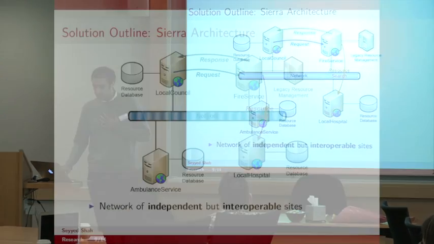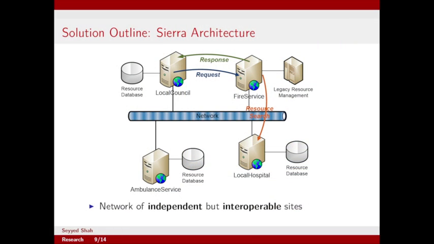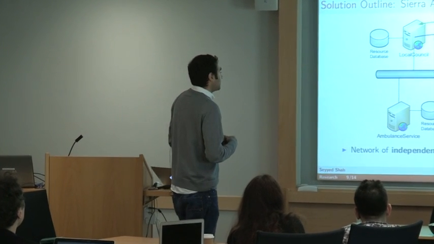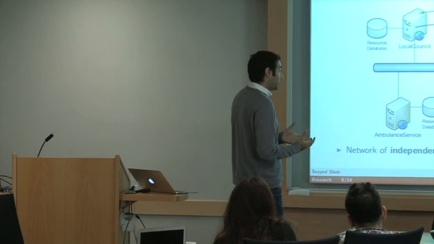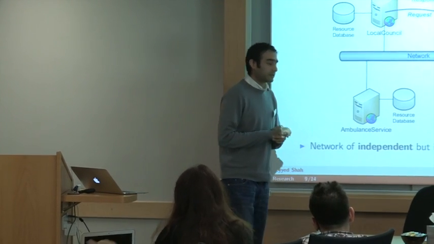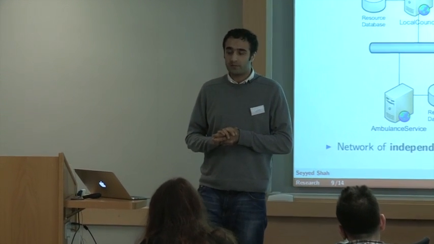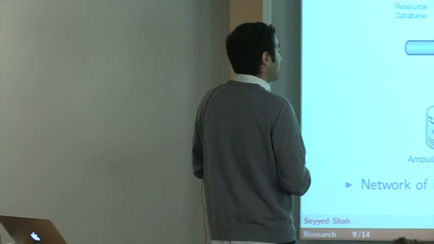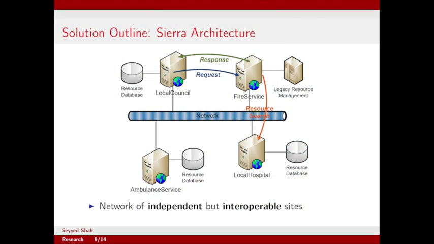Now, what we've come up with is actually a way of using these principles, and I'll explain how we use these principles, to have multiple organizations each be independent and at the same time cooperative. So each independent site can organize their own resources how they would like to, and they can have their own resource databases. So in this example we have a local council, and they have their resource database.